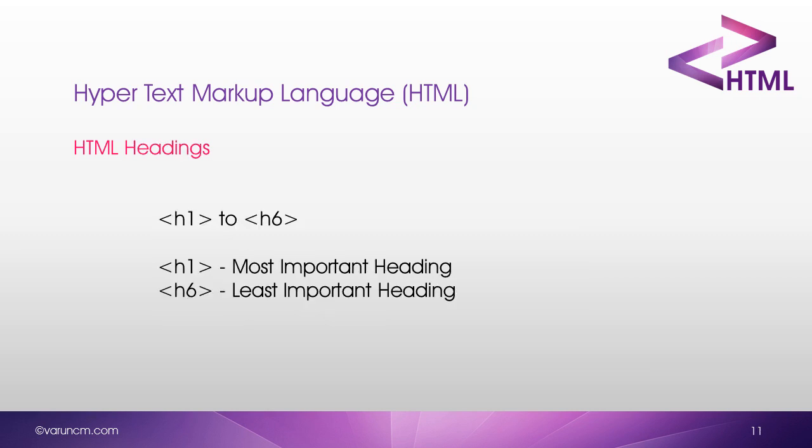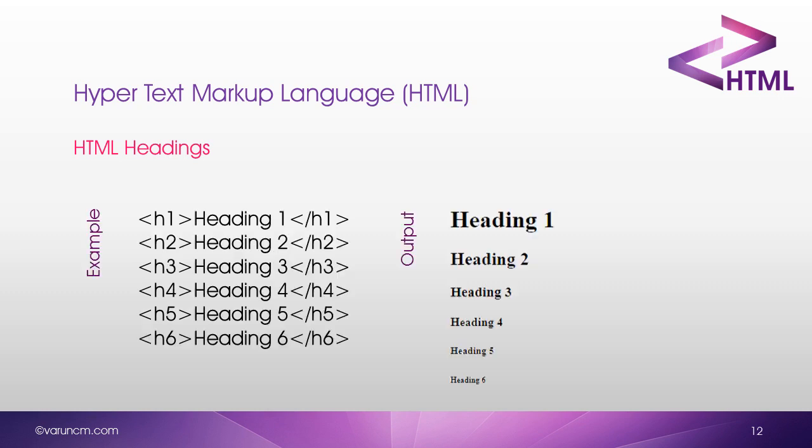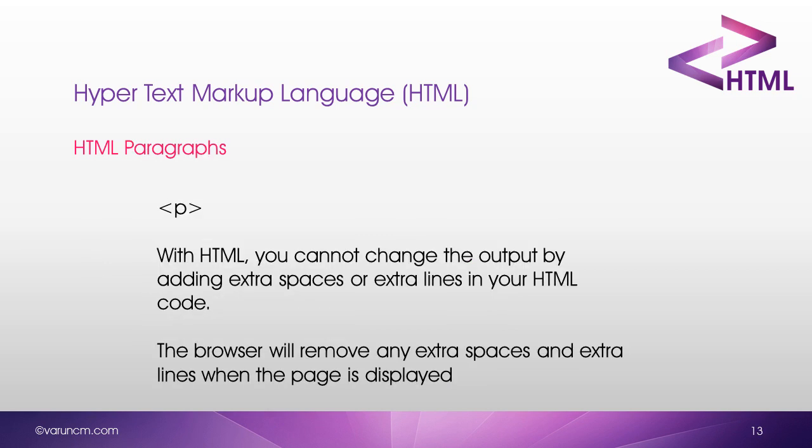Next is the headings. HTML normally needs the headings. Here the headings are numbered from H1 to H6. The tag H1 is the most important heading, which looks bigger in size. H6 is the least important heading, displayed in a smaller size. We can see now, if you have pages containing these headings, the output will be like this. H1 will be bigger in size, and H6 will be smaller in size.